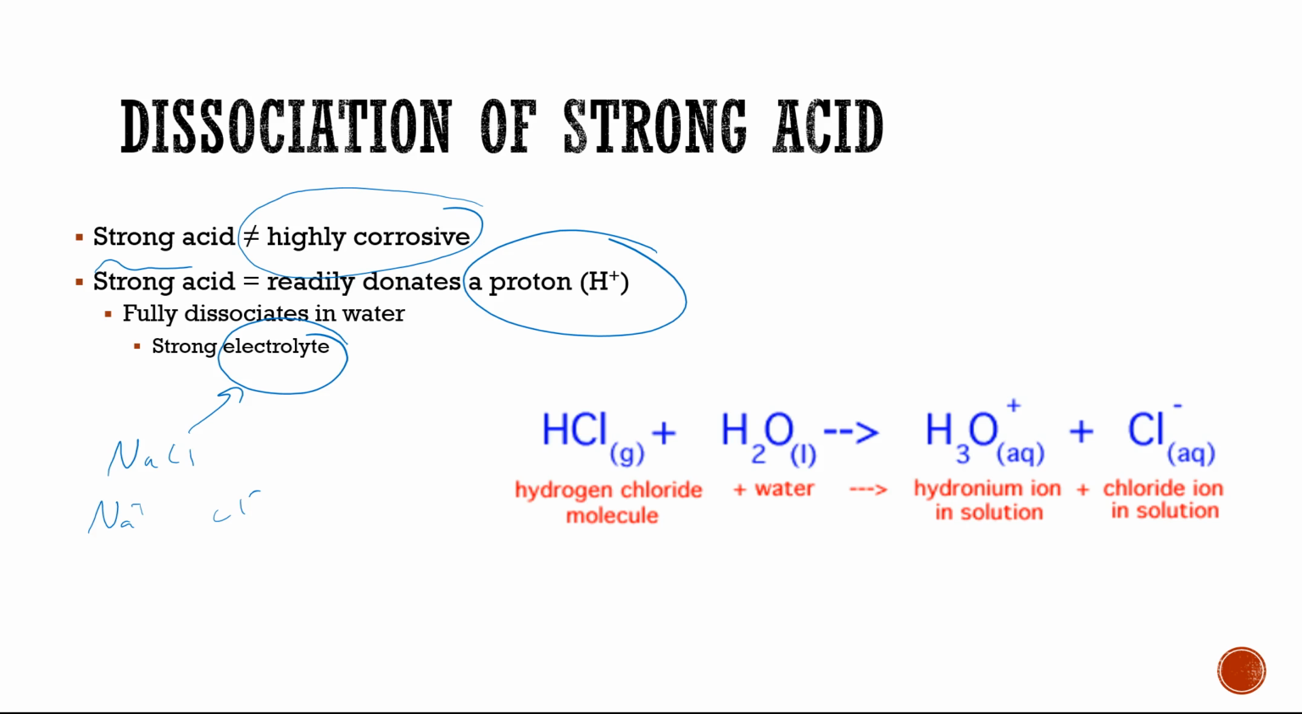But when we dissociate it into water, hydrogen chloride very easily donates that hydrogen to water to create the hydronium ion, all right? And pretty much 100% of those hydrogen atoms attached to the hydrogen chloride dissociate, okay?